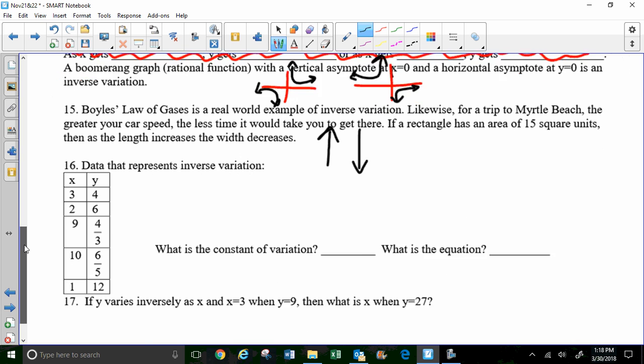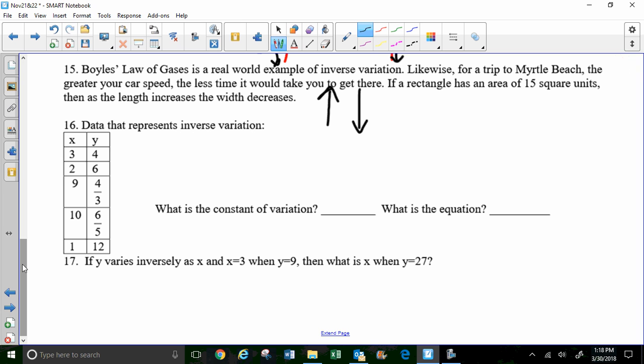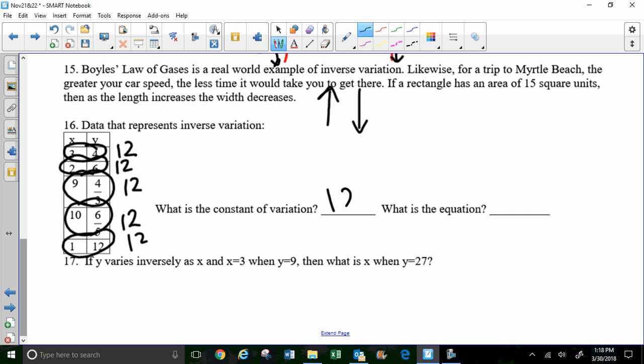So let's just take a look at our table that represents inverse variation. To find the constant, we multiply x times y. So 3 times 4 would be 12. 2 times 6 would be 12. 9 times 4/3 would be 12. 10 times 6/5, 12. And 1 times 12, 12. So what's the constant? 12. Now we go to our y equals equation and put k over x.